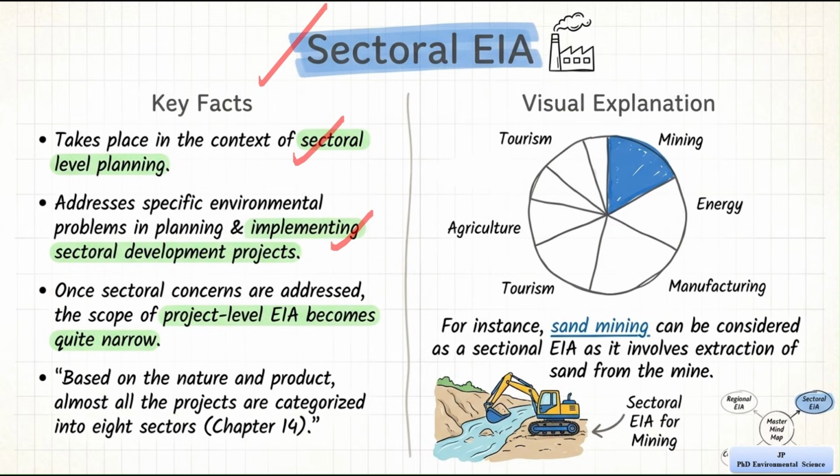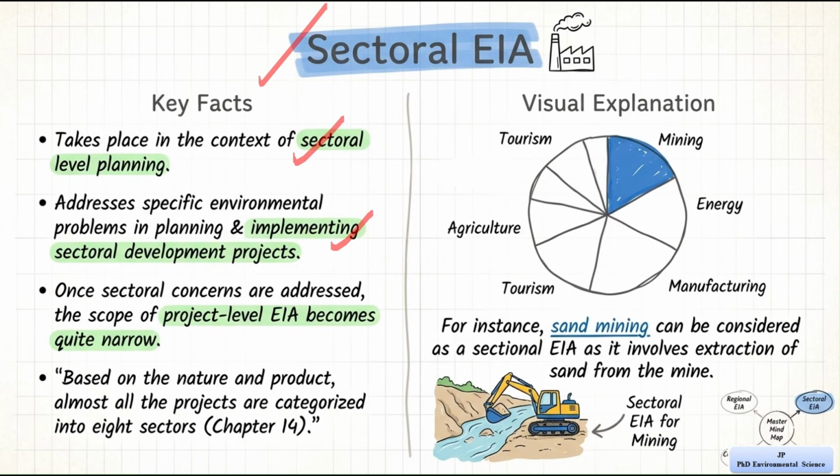For example, if you are looking at the mining sector, you will look at the land damage it can cause, water pollution, dust released from it. Once sectoral concerns are addressed, projects are categorized into sectors. It means if we already study problems at sector level, then project level EIA becomes smaller and easier because many issues are already understood. All the projects are grouped based on the type of work, like mining sector, energy sector, agriculture sector.